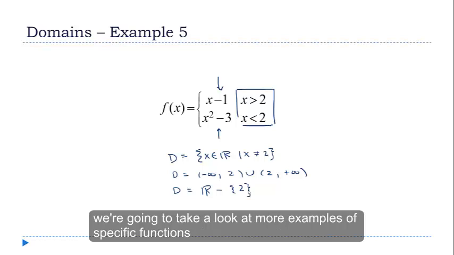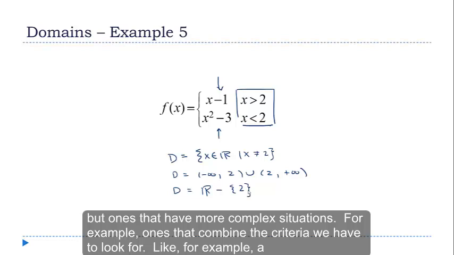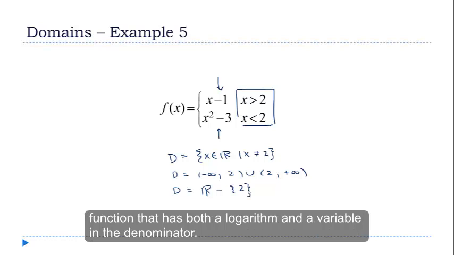All right, so that's our last example for this lecture. In the second lecture in this series, we're going to take a look at some more examples, some more specific functions, but kind of ones that have more complex situations. For example, ones that combine the criteria we have to look for, like a function that has both a logarithm and a variable in the denominator.